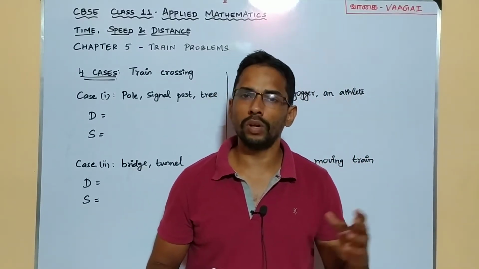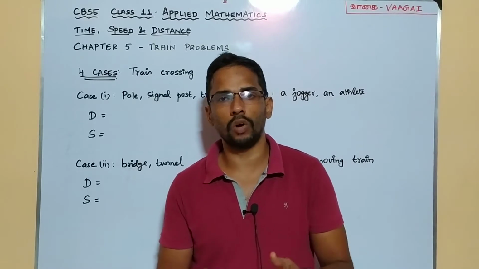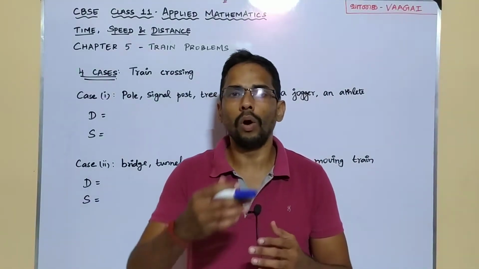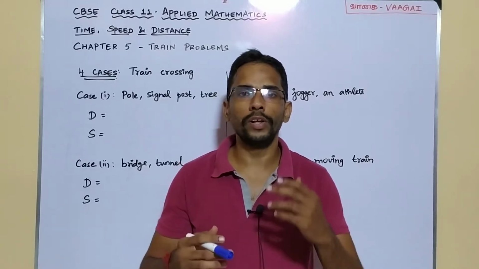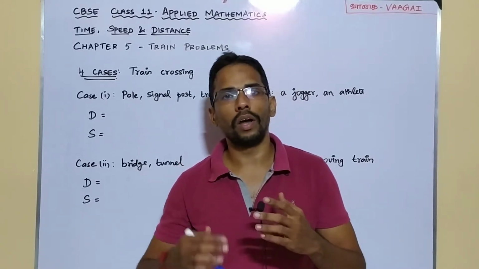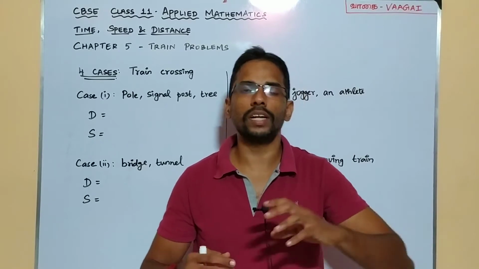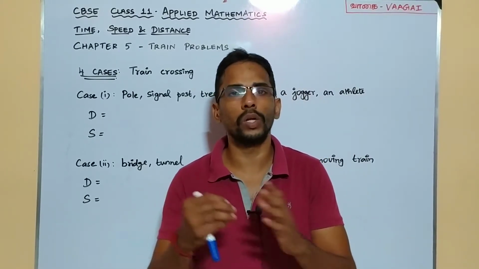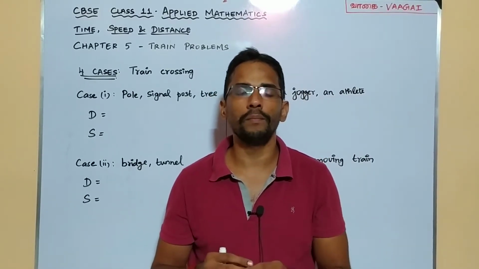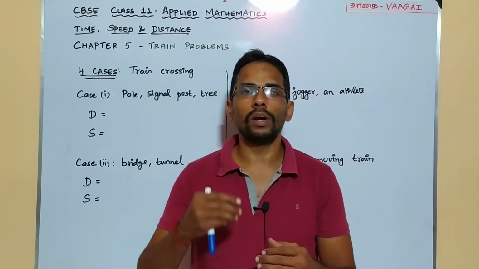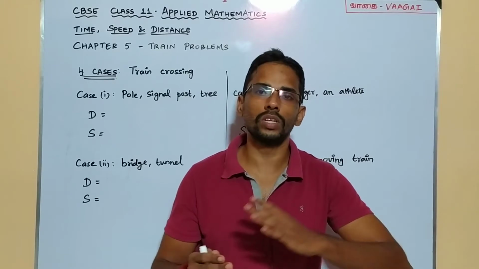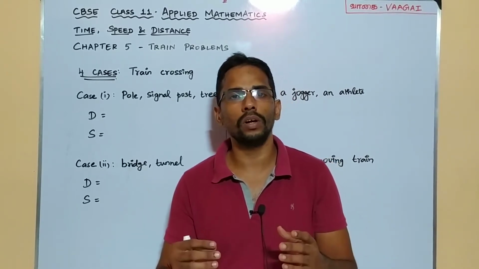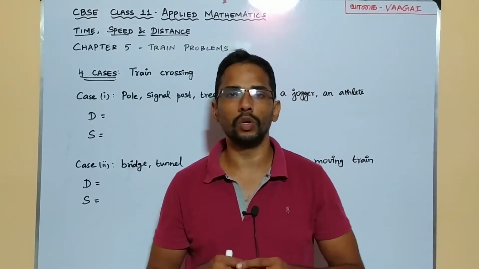In those first 4 chapters we have already seen the basics of time, speed and distance. What is the relation between these 3 quantities, and what happens if we fix any 2, or fix any one as constant, and how the other 2 are going to vary. All those things we have seen there. And also we have seen what is average speed and what is relative speed. We also worked out many sample problems in those sessions.